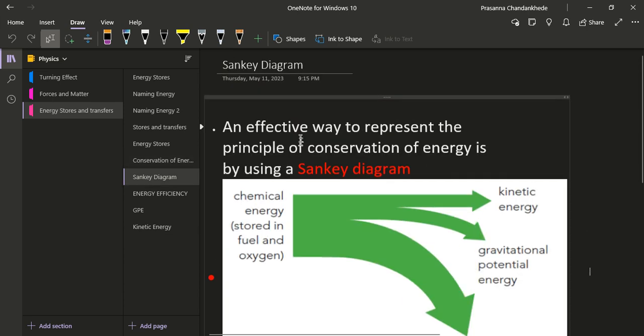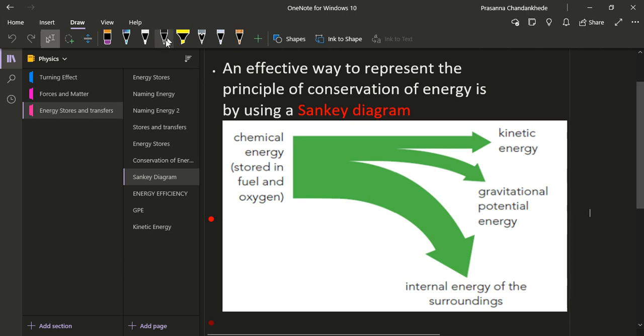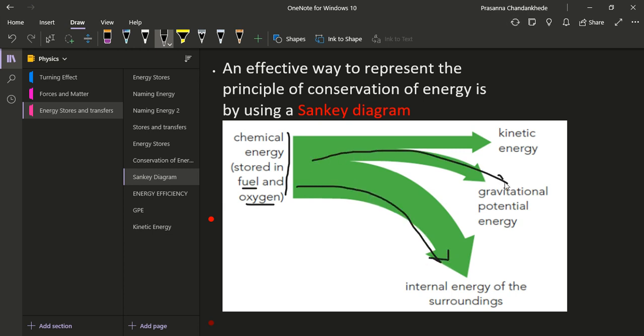Sankey diagrams. An effective way to represent the principle of conservation of energy is by using a Sankey diagram. The arrows show how much energy is being transferred. So from chemical energy, which could be stored in fuel and oxygen, some of it is given out into the surroundings. Some of it is used as gravitational potential energy, and some of it is used as kinetic energy.